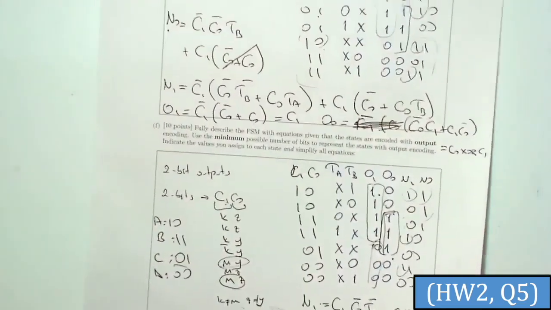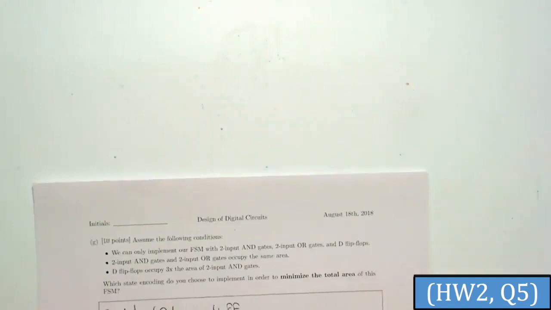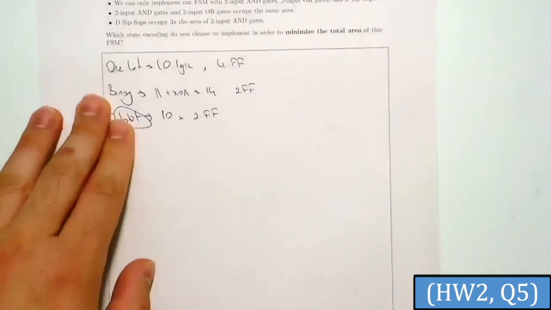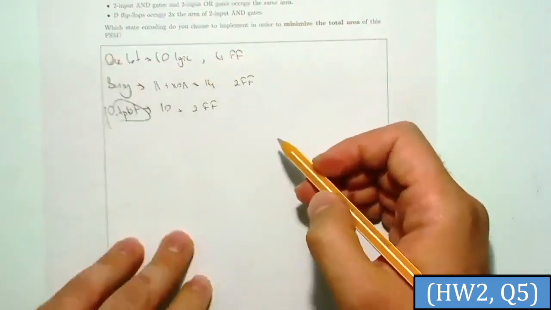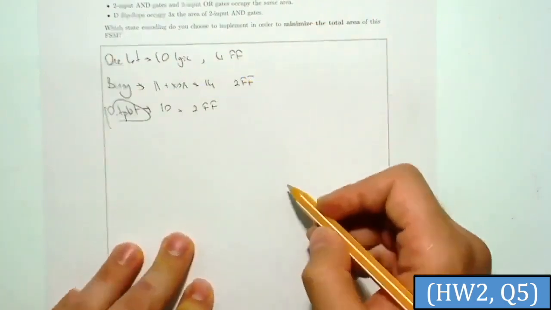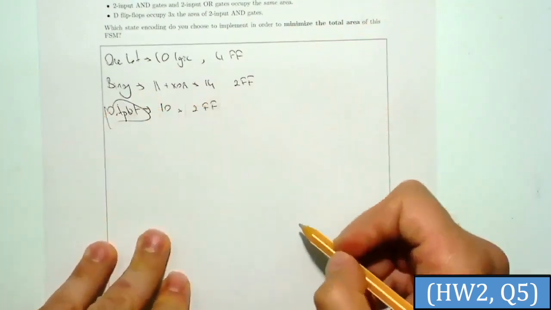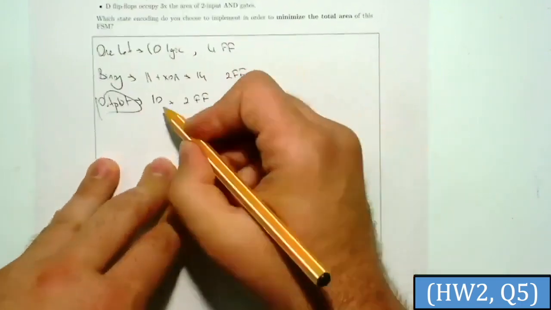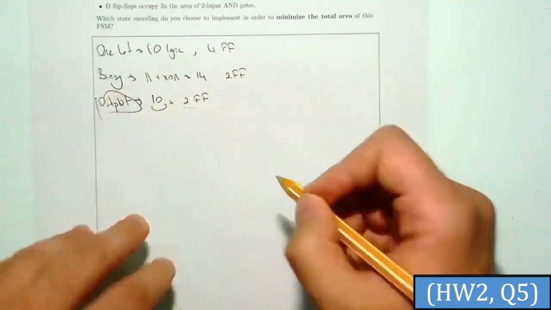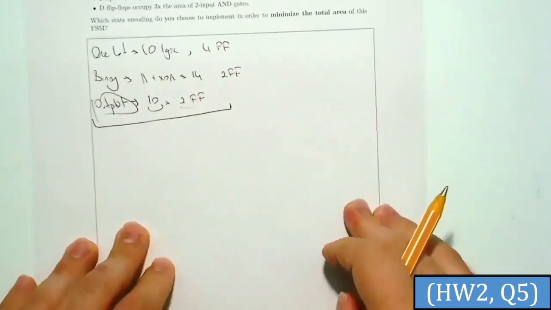The last question asks, right? So the last question says that, so which one would you choose to minimize the total area of this FSM? So if you count the number of logics in the Boolean equation that I write, you'll see that we have 10 logic units for one hot encoding, and I have 2 bits to represent the states. And for binary, I have 11 plus XOR. This would make 14 and 2 flip-flops. And for output encoding, I have again 10 logic units and 2 flip-flops. So in that manner, using output encoding makes sense over the others.